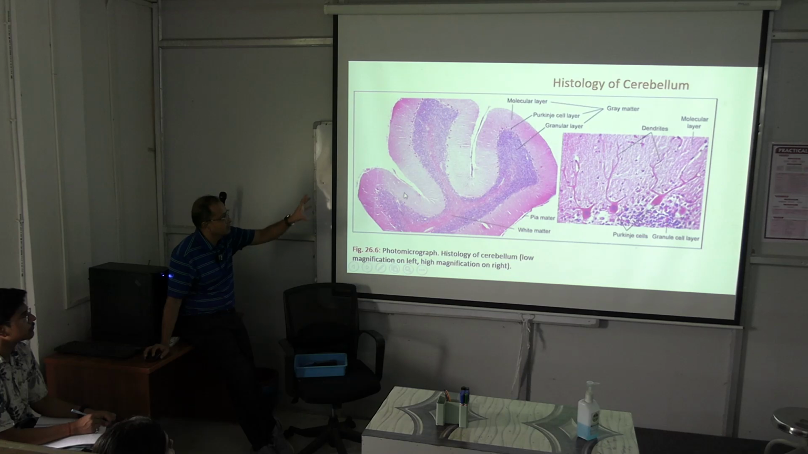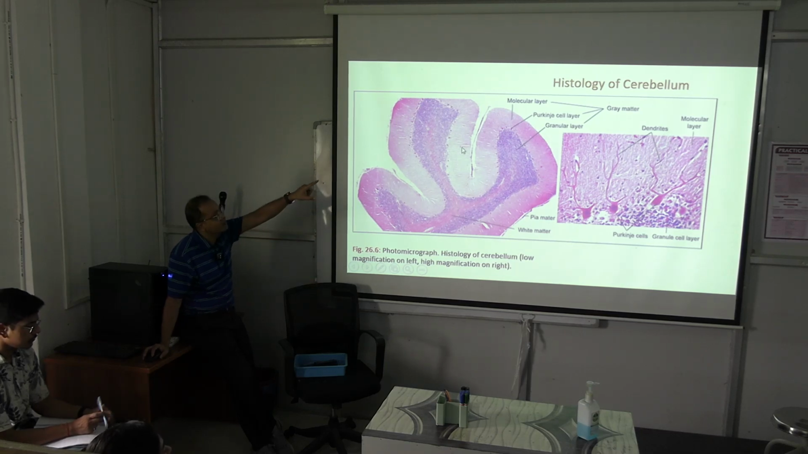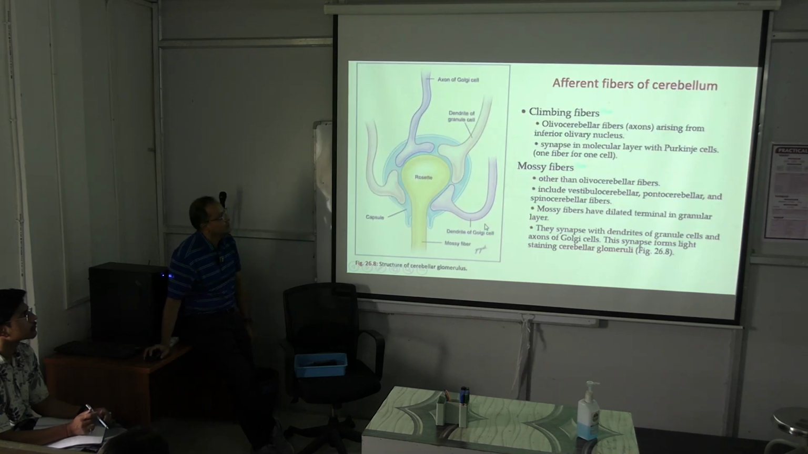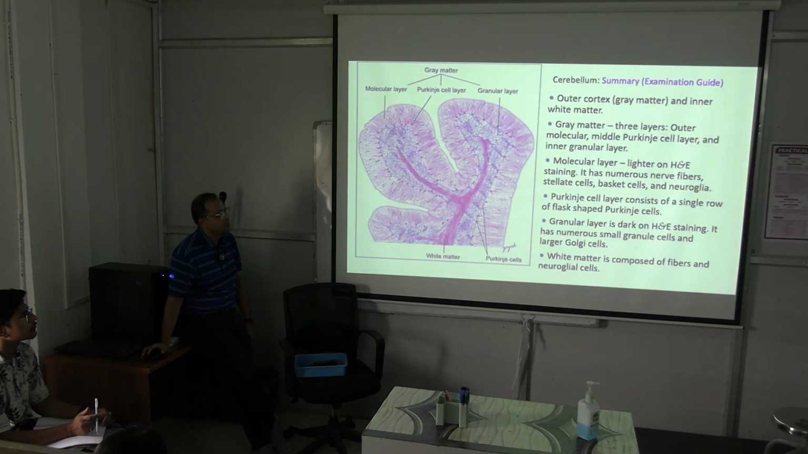but at 10x it would be a less informative look. So, it should look like a central white matter fiber, with gray matter surrounding it, and the gray matter has 3 layers, outside to inside. So, this is the histology of the cerebellum. We have the outer gray matter, inner white matter, and the gray matter has 3 layers, outside to in: molecular, Purkinje, granular layer, that is it. So, it should look like this, no deep digging.